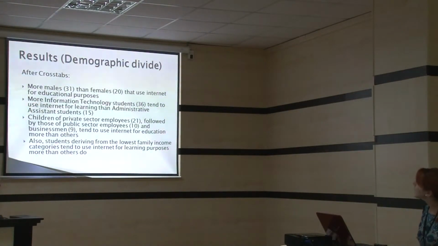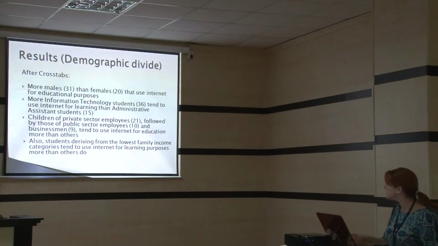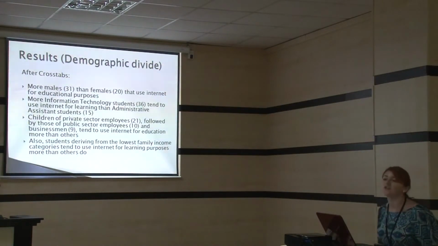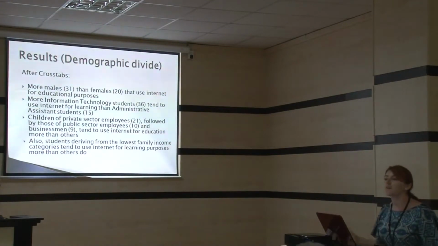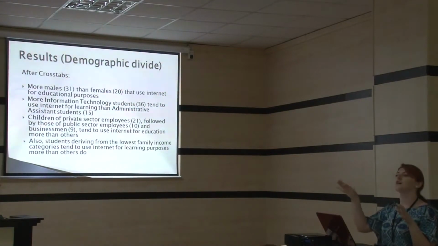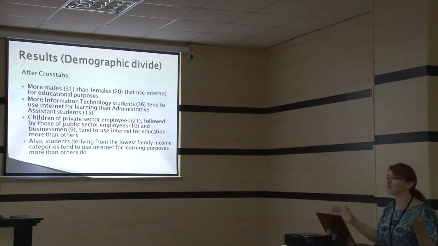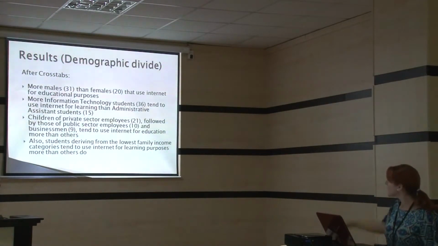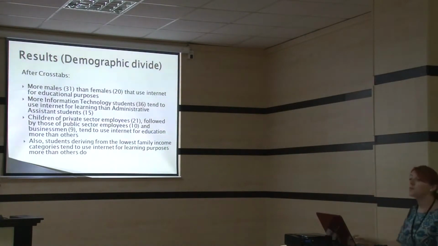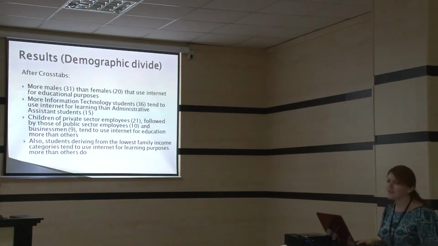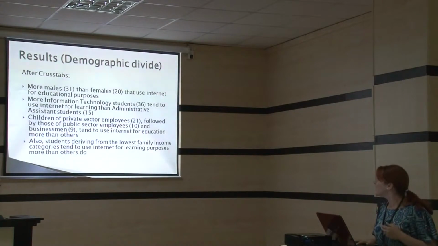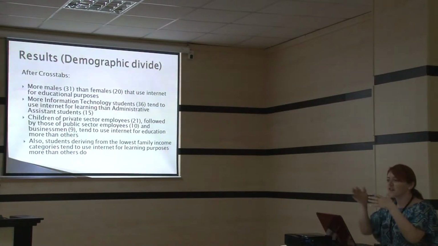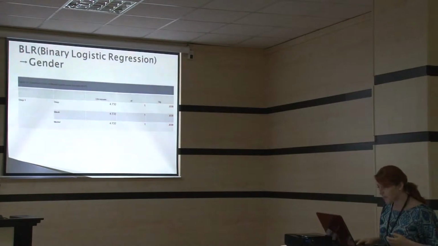So children of private sector employees, 21, followed by those of public sector employees, 10, and businessmen, 9 of them, tend to use the internet for learning purposes. Also, students from the lowest family income category, which could be included in the quota of 100 to 200 euros per month, tend to use the internet for learning purposes more than others do. We explained that in the last 2 slides, I think, and it had to do somewhat with the confidentiality of family data, let's say.